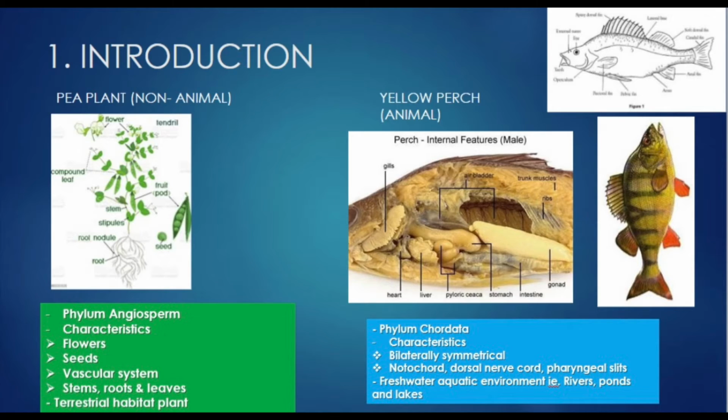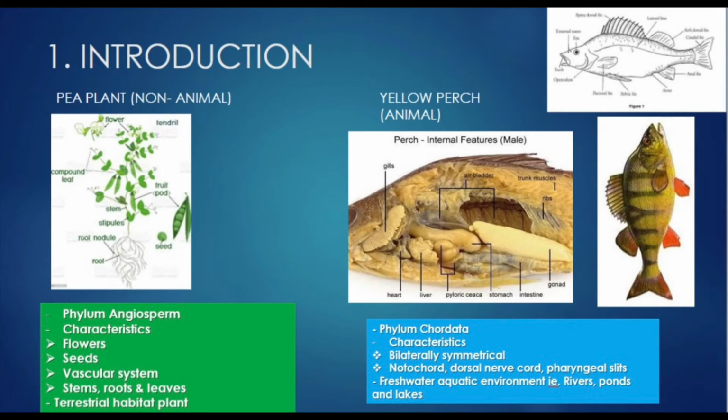It's a vascular plant, therefore the vascular system has two vessels in the xylem and companion cells in phloem. The root system is complex, which consists of the cortex, xylem, phloem, and epidermis. The pea plant can grow in various habitats, but it's mostly found in terrestrial habitat. For the animal species, the common name is yellow perch.